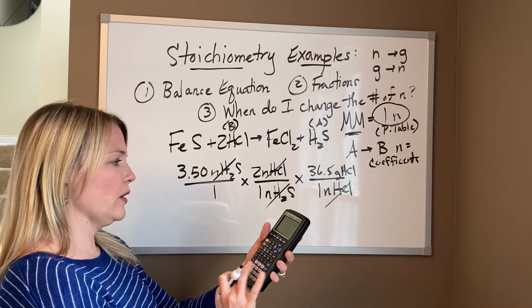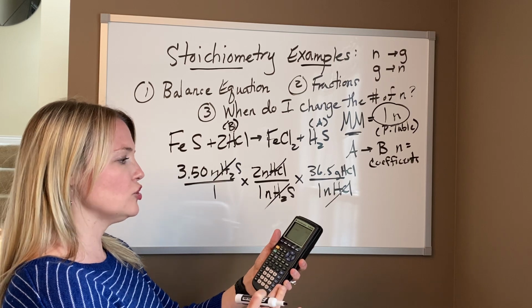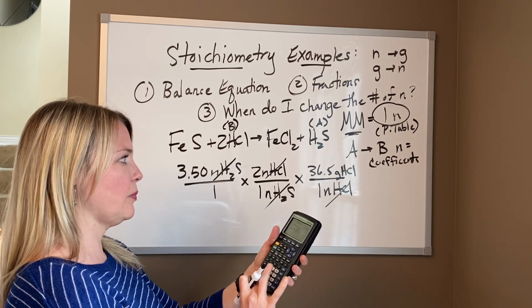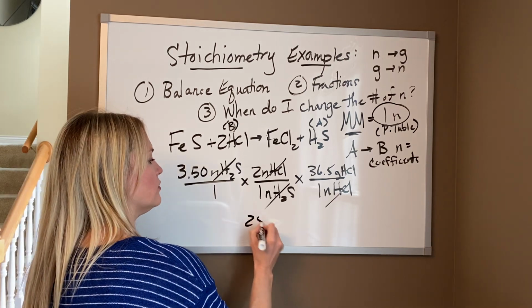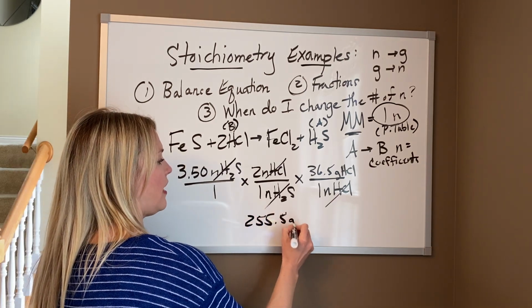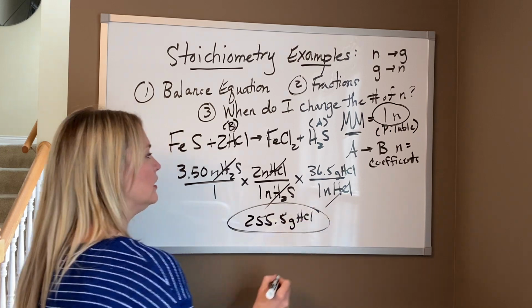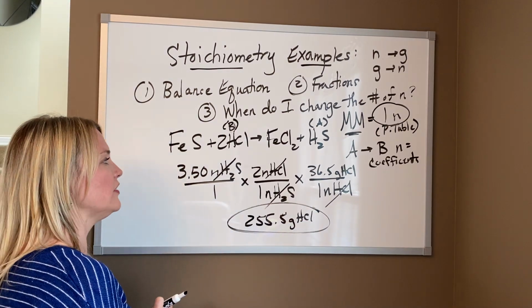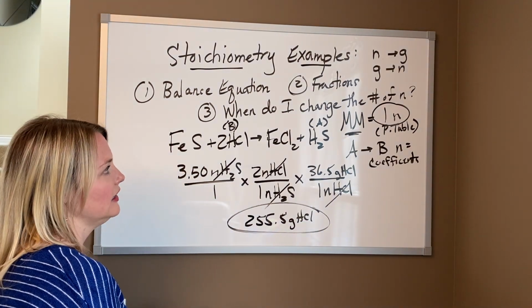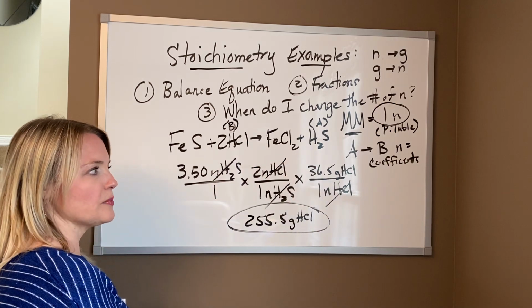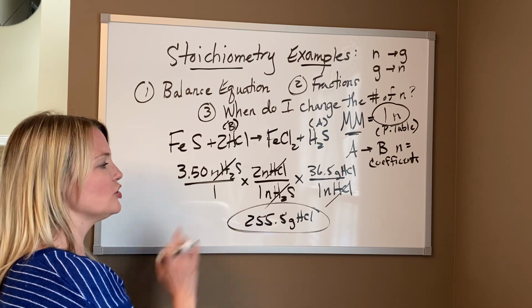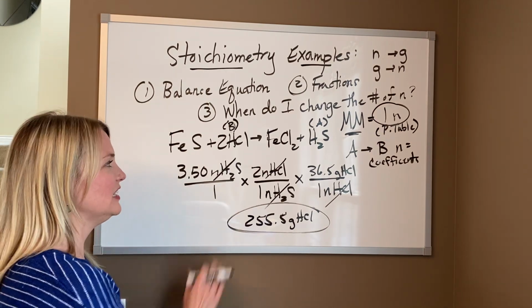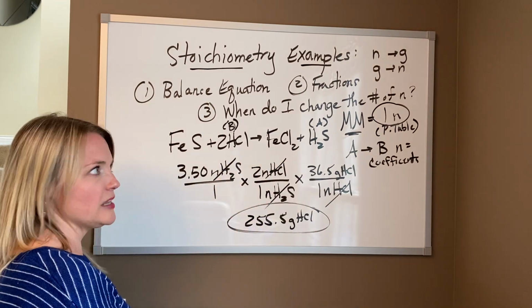So I would take 3.50, multiply that by 2, multiply that by 36.5, and the mass of HCl would be 255.5 grams of HCl. So if I started with 3.50 moles of H2S, I would end up with, sorry, 255.5 grams of HCl. So I'm multiplying the top, dividing by the bottom.